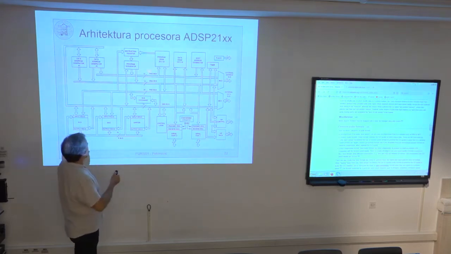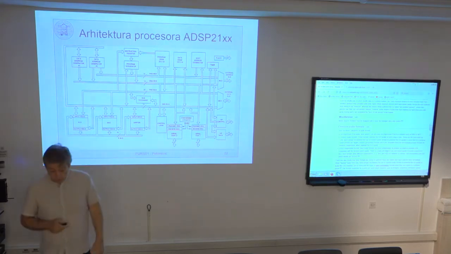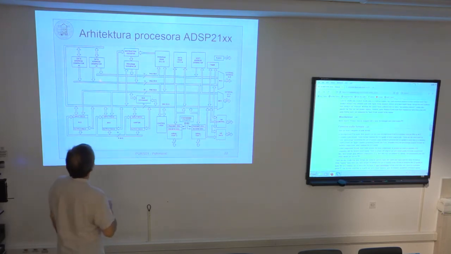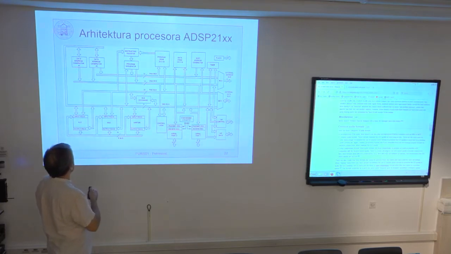So how to address these memories? In order to be able to perform efficient addressing of these two memories, these two spaces, program memory space and data memory space, I have two address generators. And these two address generators are capable of generating two independent addresses. One is addressing, for example, this one, data address generator 1. It can generate the address for data memory, this data memory address bus.